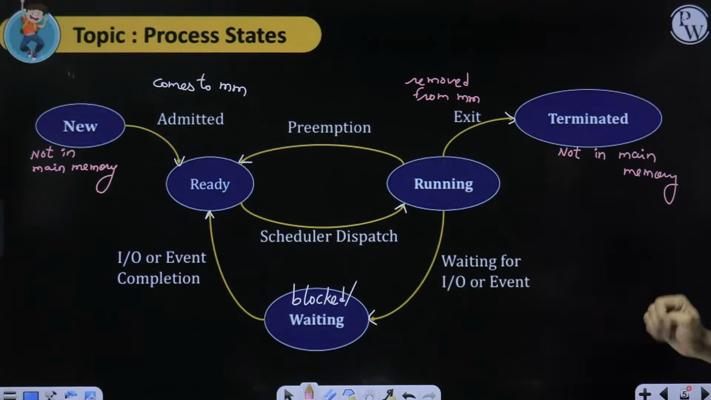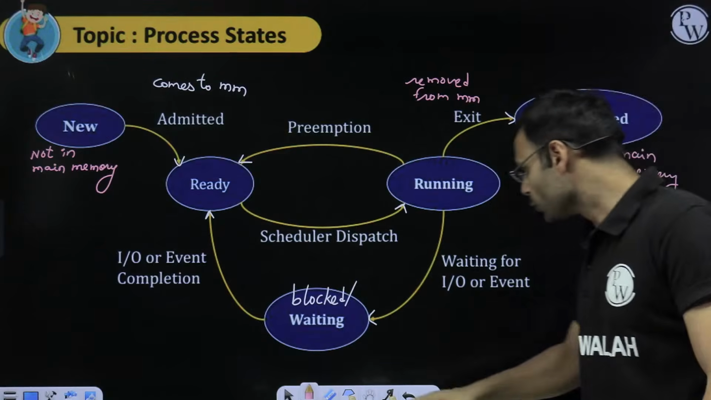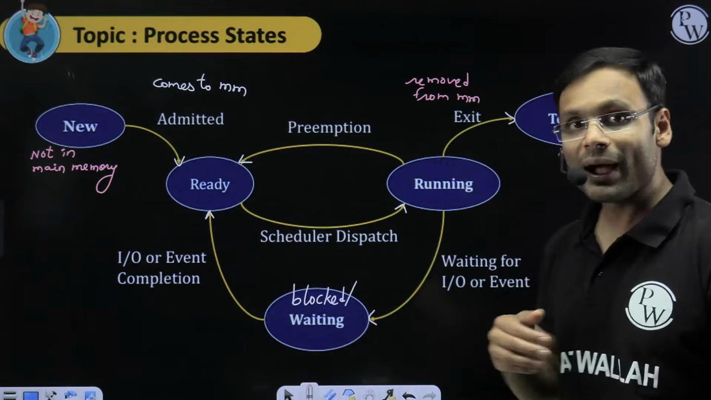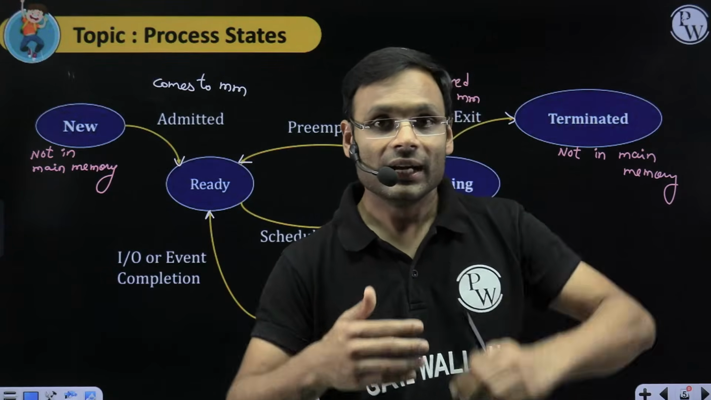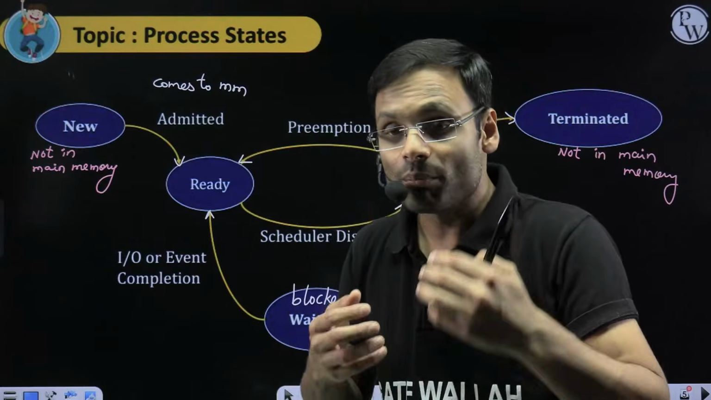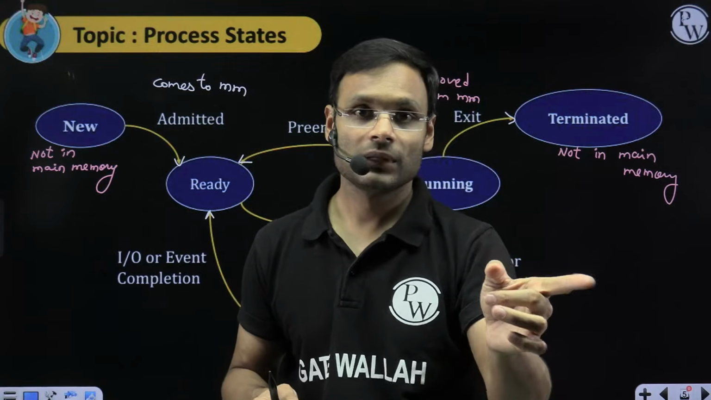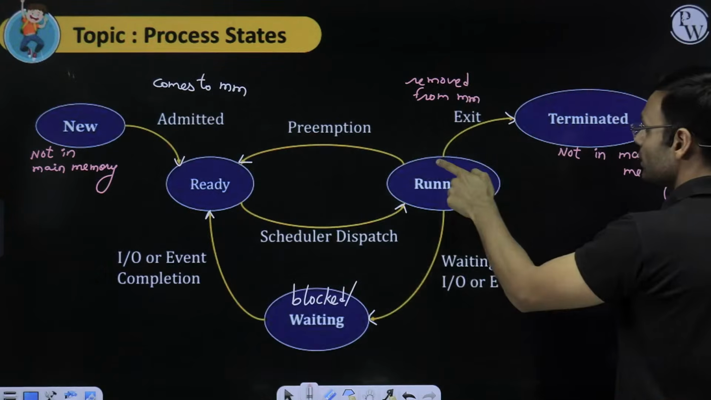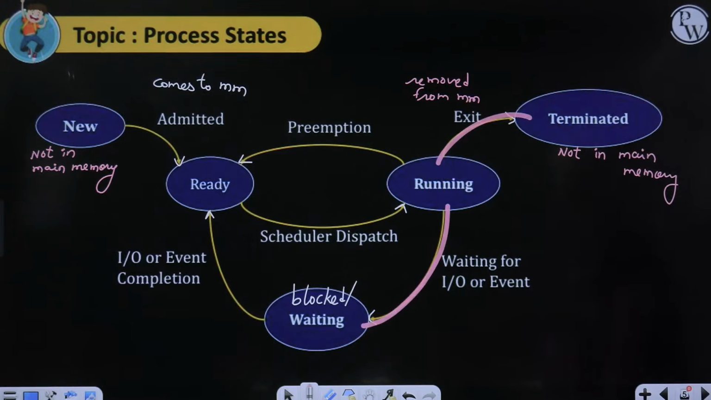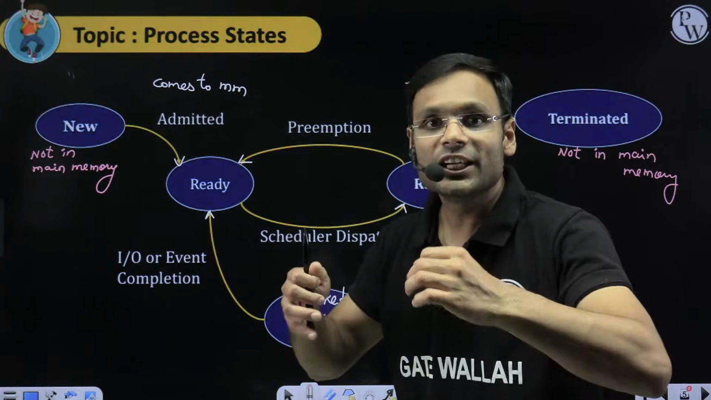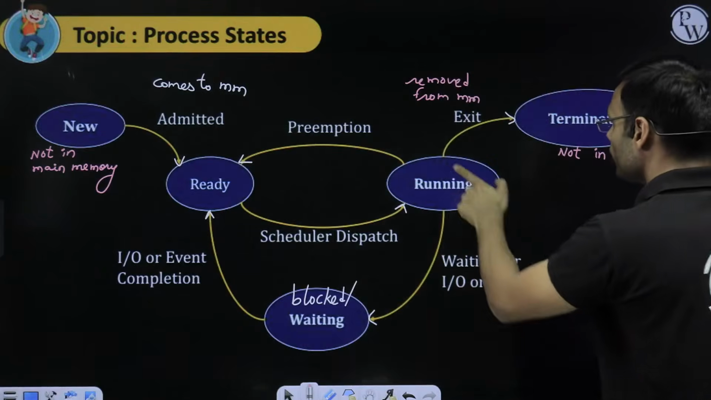Now, the next thing: among all the transitions, there are only two transitions which a process can take on its own. When a process wants to take a transition, it can take it on its own. Other transitions will be done by the operating system. And what are those two transitions? Running to terminated and running to blocked. These are the two transitions which a process can take on its own, of its own will.